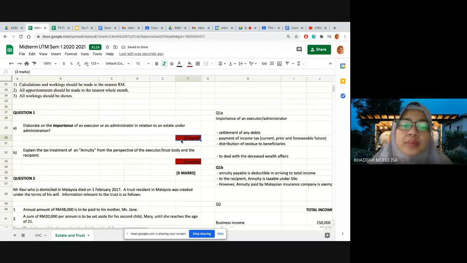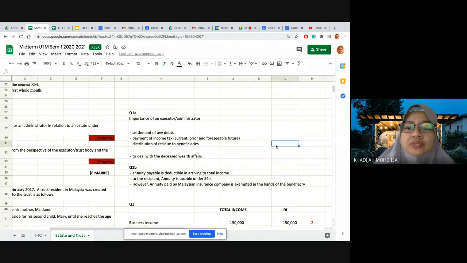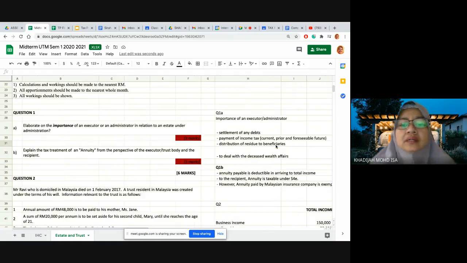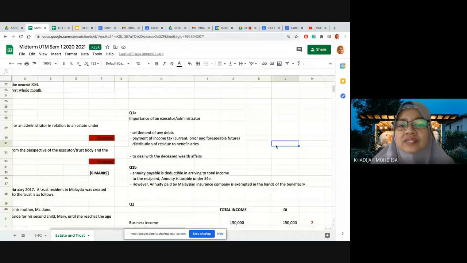So selalunya importance dia of course executor kena manage. Kena settlekan any debts and then make payment or distribution to the beneficiaries. Right, and to deal with the deceased welfare. So all these, any 3 of these lah.